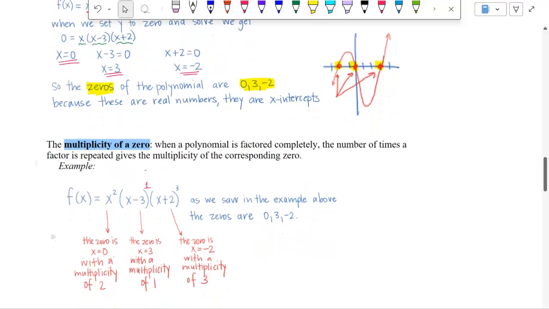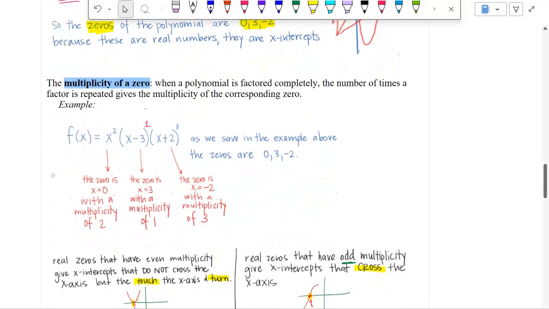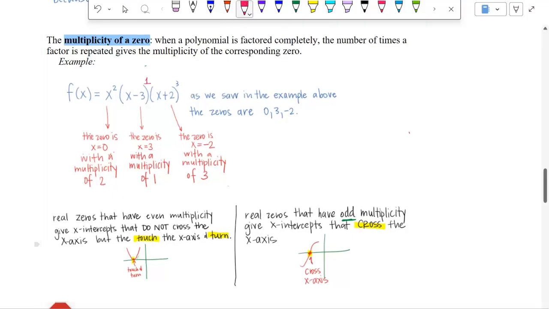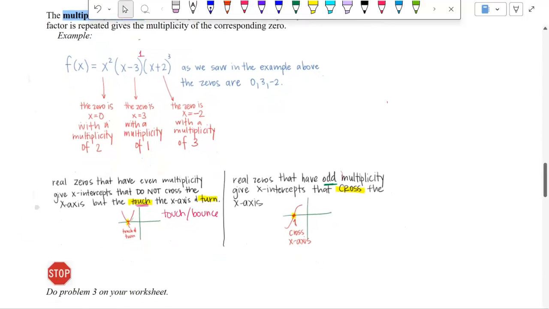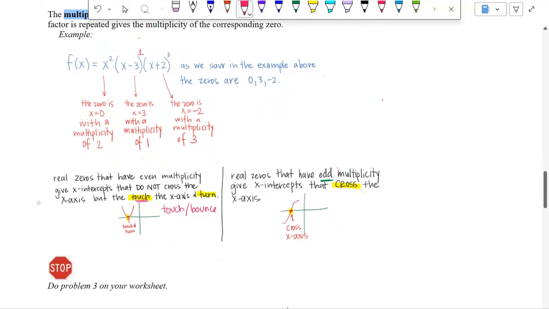So what in the world does multiplicity mean, and why is it important to us? If you have an even multiplicity, like right here at x squared, what that means is that your graph is not going to cross, it's going to touch. It's going to touch and turn, or you can say it's going to bounce. So at that 0, if you have an even multiplicity, it is going to touch or bounce. Now, if you have an odd multiplicity, your graph is going to actually cross at that particular 0. So what I want you to do now is use this information and go back over to the worksheet and do problem 3.